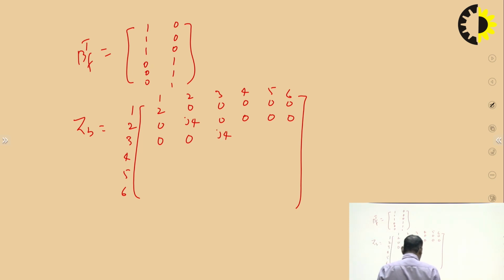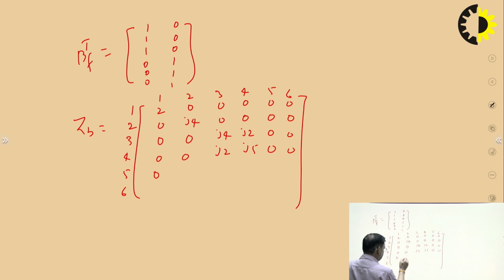And 3 4: there is coupling between branch 3 and 4, and it is J2. So it is J2, 0, 0, 0, 0. 4 3 is J2. 4 4 is J5. Then 5 1 has no coupling, so 0, 0, 0. Then it is minus J3. 0, 6, it is 2.